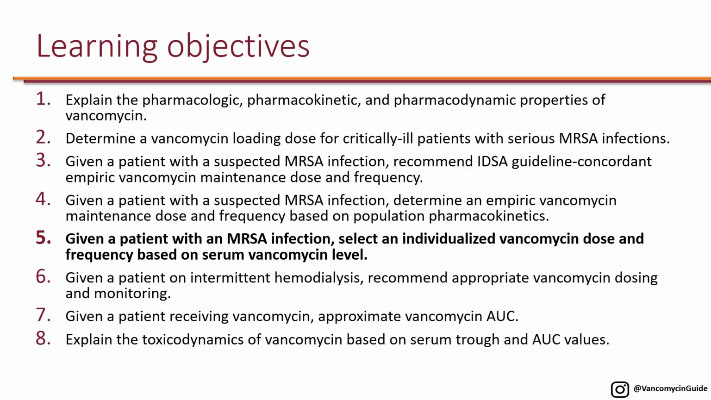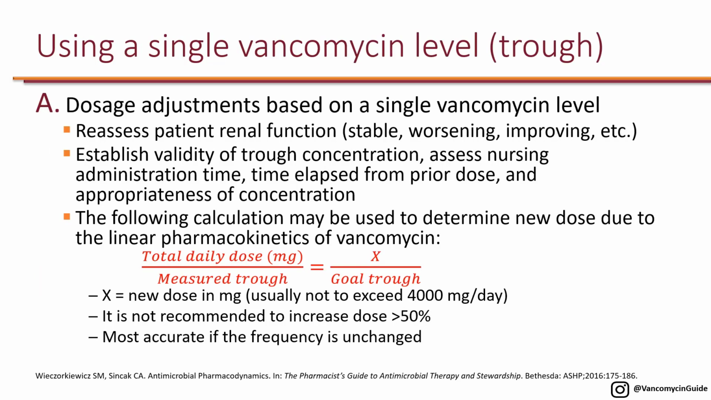Now the next learning objective is, given a patient with an MRSA infection, select an individualized vancomycin dose and frequency based on serum vancomycin level. Most hospitals in the US get a single vancomycin level, typically a trough level. So first, let's examine how to adjust the dose based on a single vancomycin level.